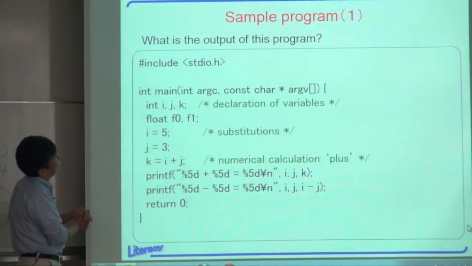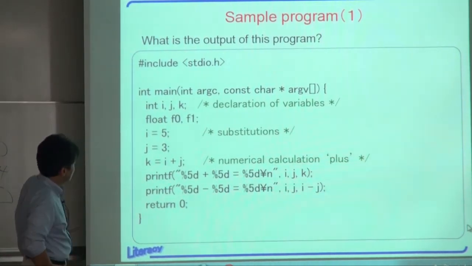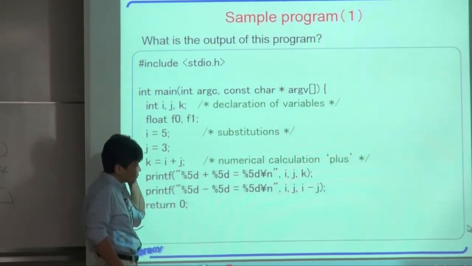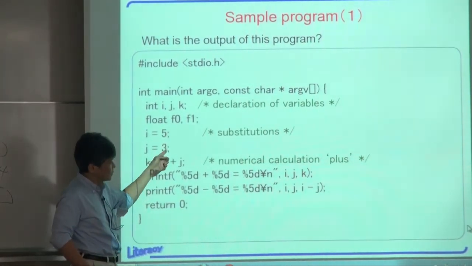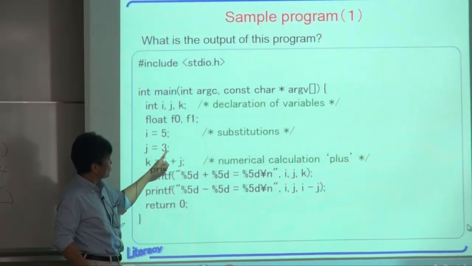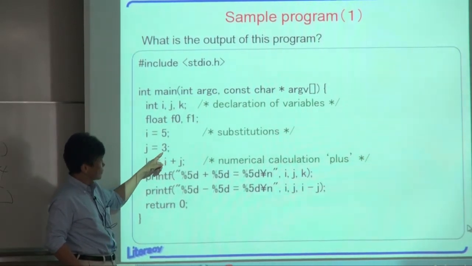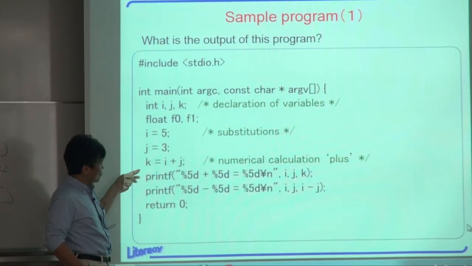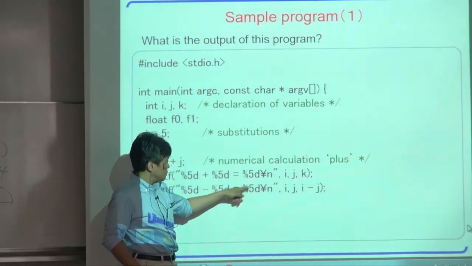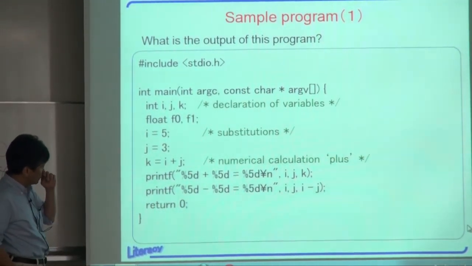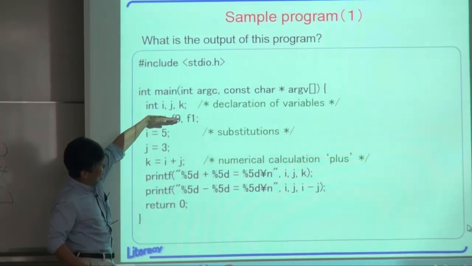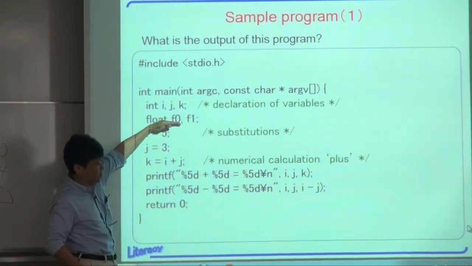This shows an actual program, a simple program. This program calculates the addition of 5 and 3, or the subtraction, 5 minus 3. Using 2 printf functions, such a result will be displayed on the computer screen. Actually, in this program, this declaration is unnecessary.